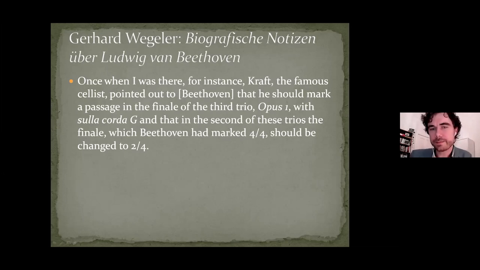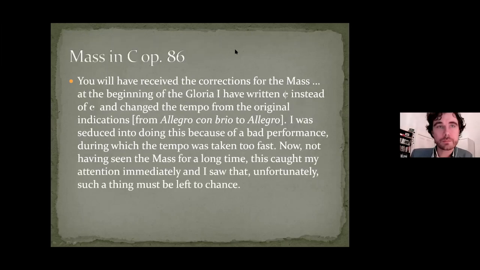Now, another example of the same system still working is found in the well-known letter that Beethoven wrote in 1812 to the publisher of his Mass in C, Opus 86. You will have received the corrections for the Mass. At the beginning of the Gloria, I have written alla breve instead of common time and changed the tempo from the original indications, from allegro con brio to allegro. I was seduced into doing this because of a bad performance, during which the tempo was taken too fast. Now, not having seen the Mass for a long time, this caught my attention immediately, and I saw that ultimately such a thing must be left to chance.